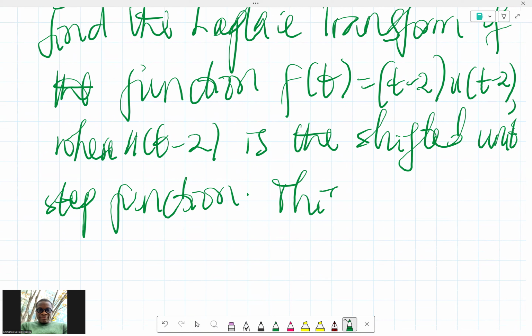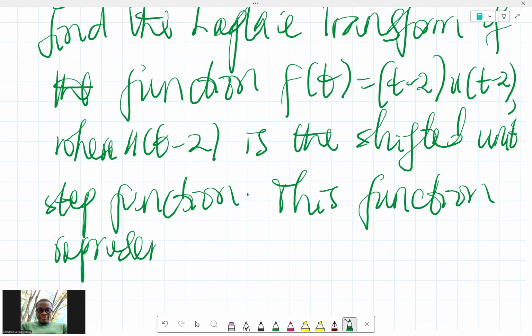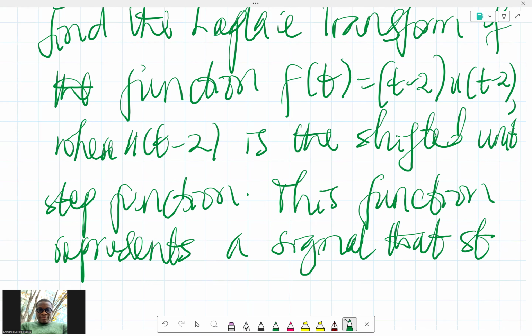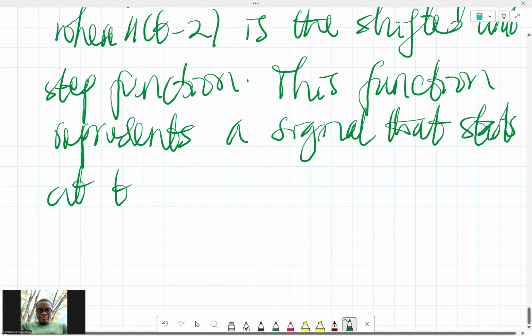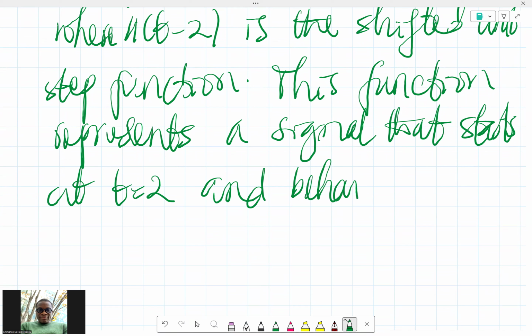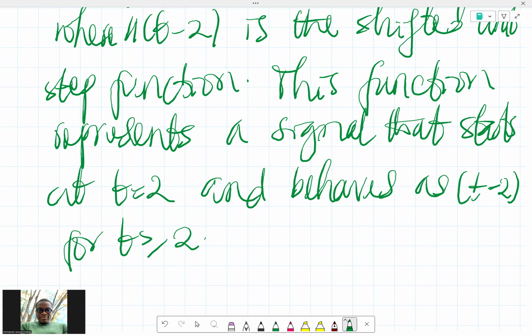This function represents a signal that starts at t equals 2 and behaves as t minus 2 for t greater than or equal to 2.